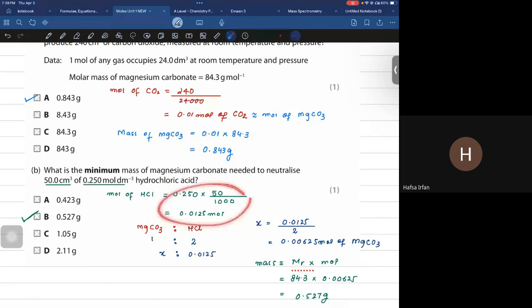Just like that. 50 cm cube, I have to convert this into dm cube. I'm just supposed to divide it by 1,000. So this is C and this is V. I would be getting the moles of HCl.